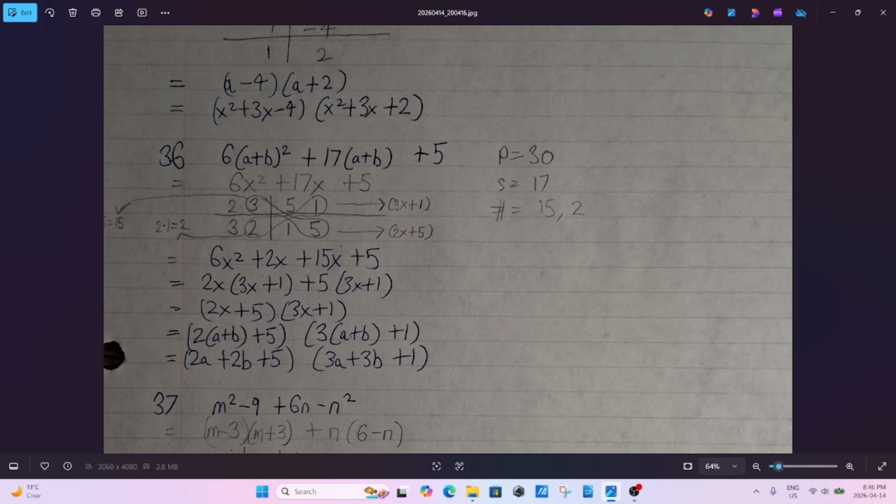But if you are more comfortable doing 2x plus 15x by splitting the middle term, you can do that as well. And that becomes 2x times (3x plus 1) plus 5 times (3x plus 1), and then you factor the (3x plus 1) out, and then you substitute in the a plus b for x, and then you distribute the 2 and distribute the 3 for the final answer.